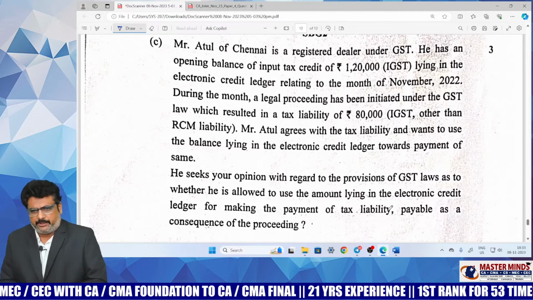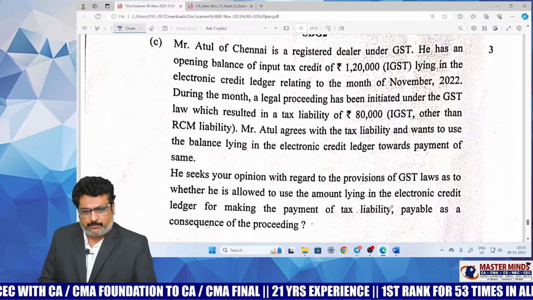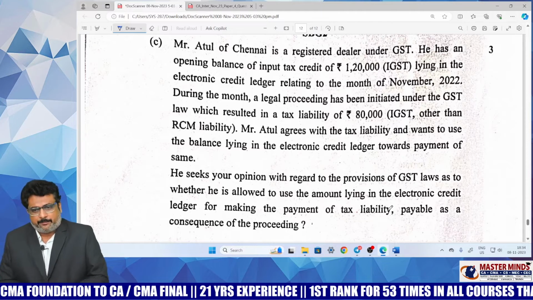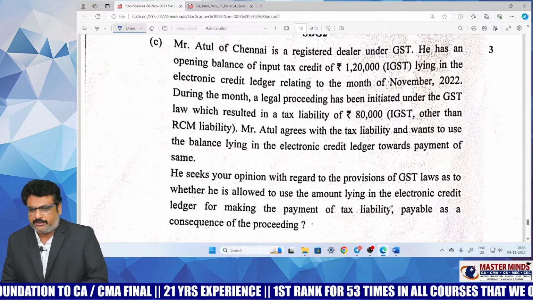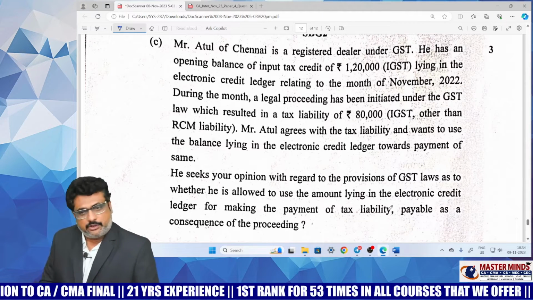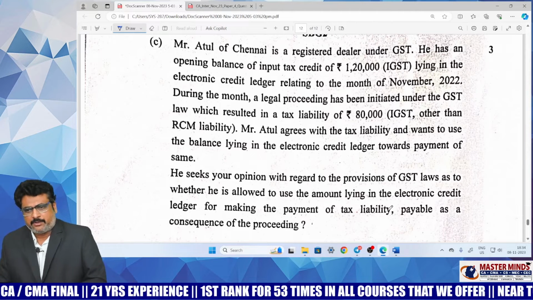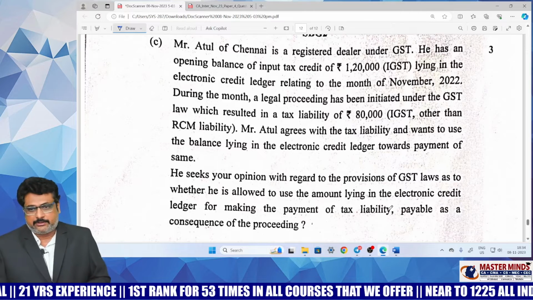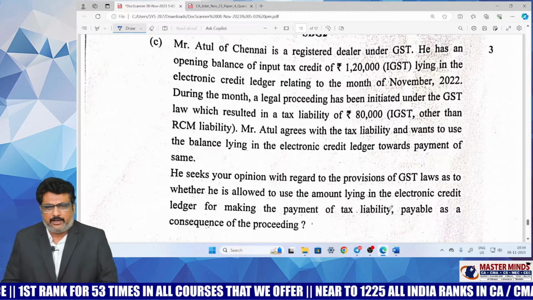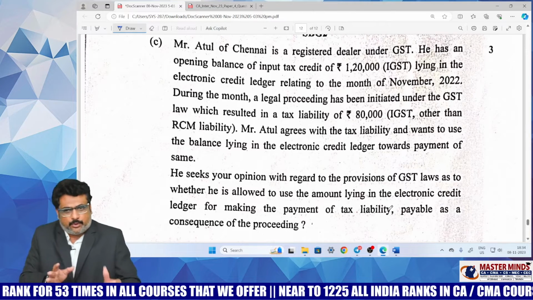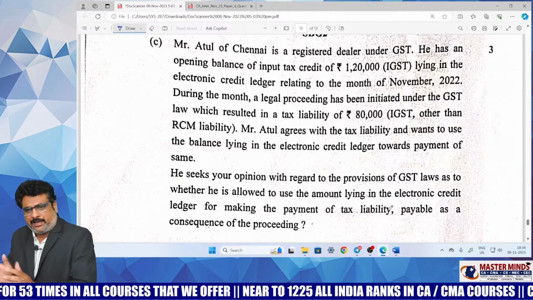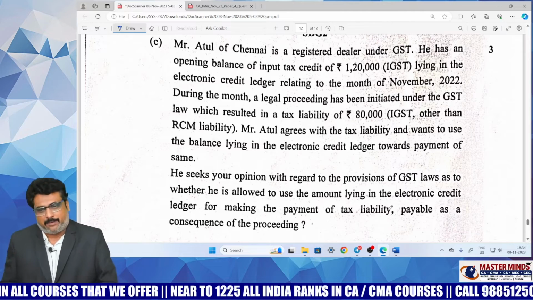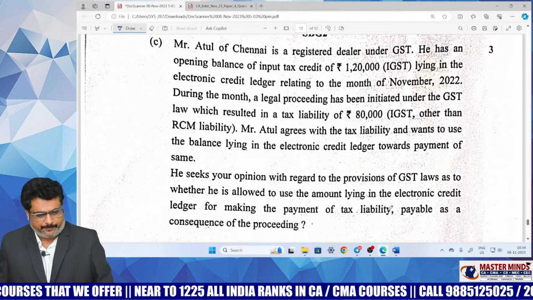He seeks your opinion whether he is allowed to use the amount lying in the electronic credit ledger for the payment of tax liability payable as a consequence of the proceeding. This was also a little bit tricky one. A student will be confused with the electronic cash ledger concept. So definitely it is also a tricky one. There is a difference between the electronic cash ledger and the credit ledger. Not that much tricky as the previous one, but somewhat.